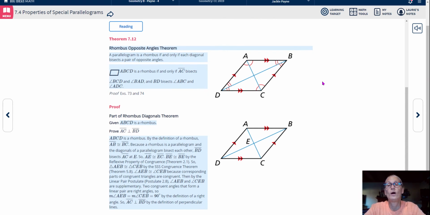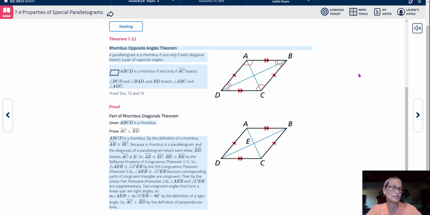Theorem 7.12, rhombus opposite angles theorem. A parallelogram is a rhombus if and only if each diagonal bisects a pair of opposite angles. So you can see angle A and angle C are bisected because those are equal markings. And angle B and angle D are bisected because those are congruent markings.